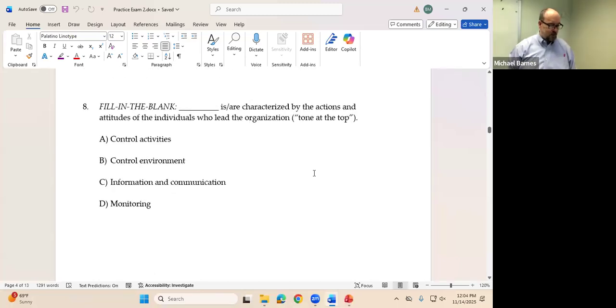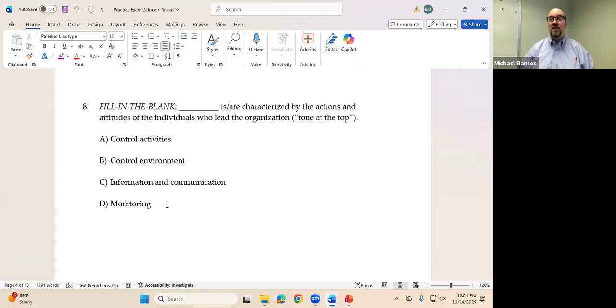Fill in the blank. Something is characterized by actions and attitudes of the individuals who lead the organization. So it looks like we've got the components of our internal control integrated framework. By the way, this is the only question on the practice exam in this area.